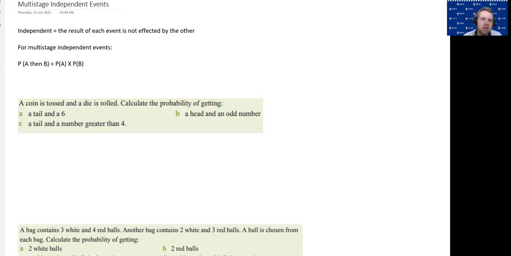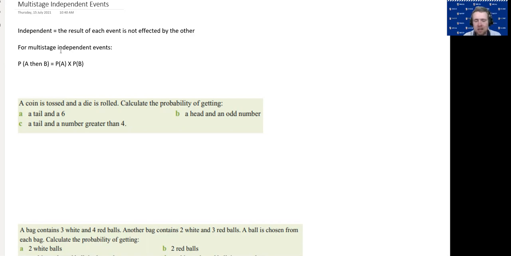Now, independent, as you can see here, means that the result of each of those events is not affected by the other. So it doesn't matter what the outcome of one event is, it's not going to change the probabilities for the outcomes of the other event. Later on, we're going to look at dependent events. Today, we're just looking at independent.